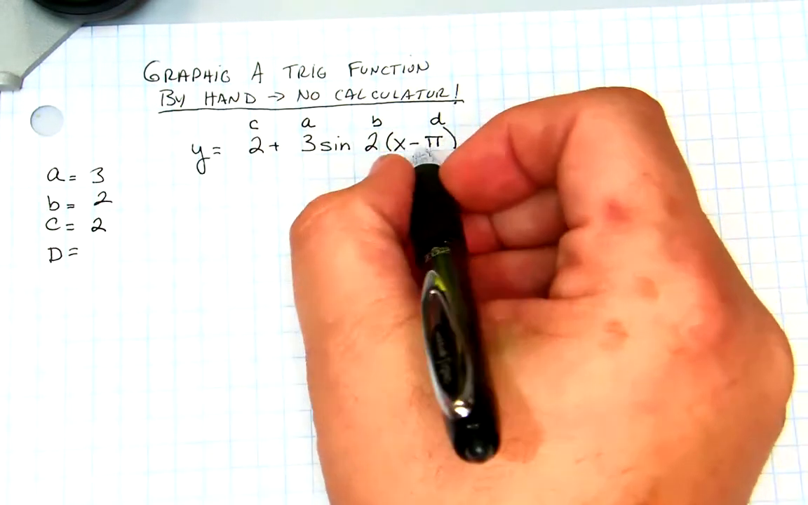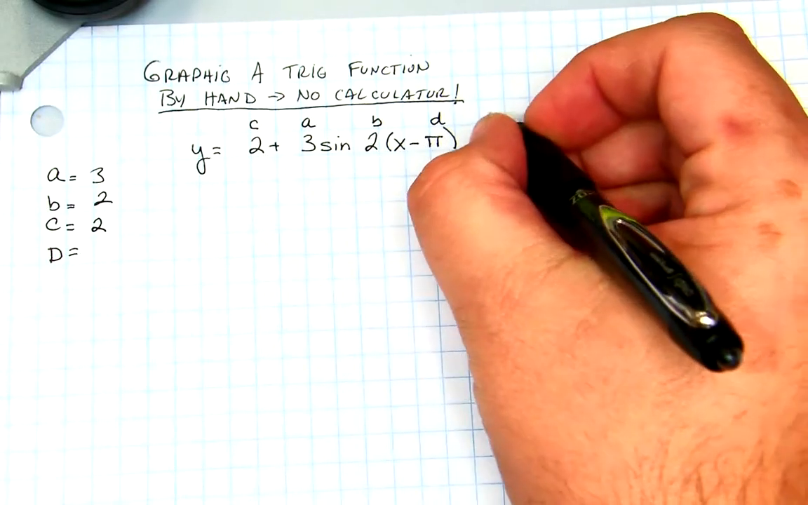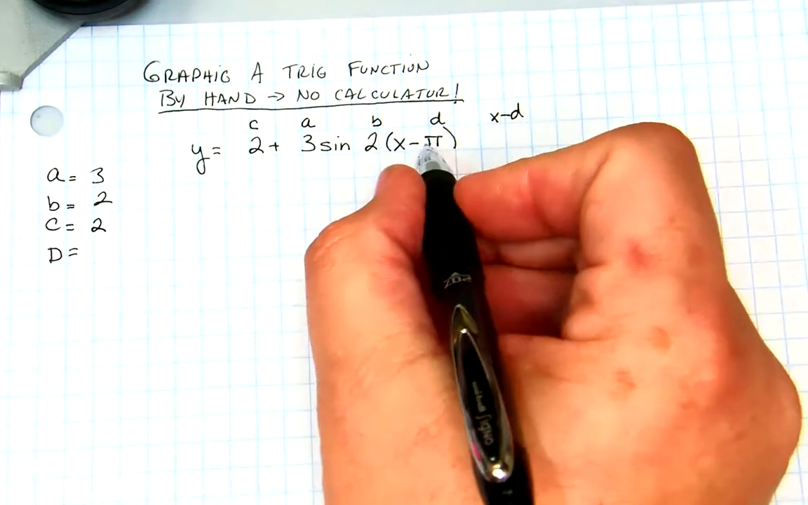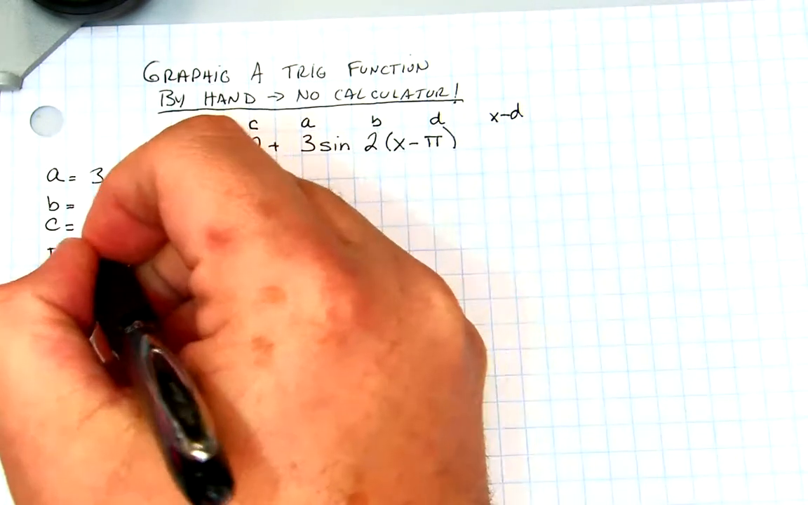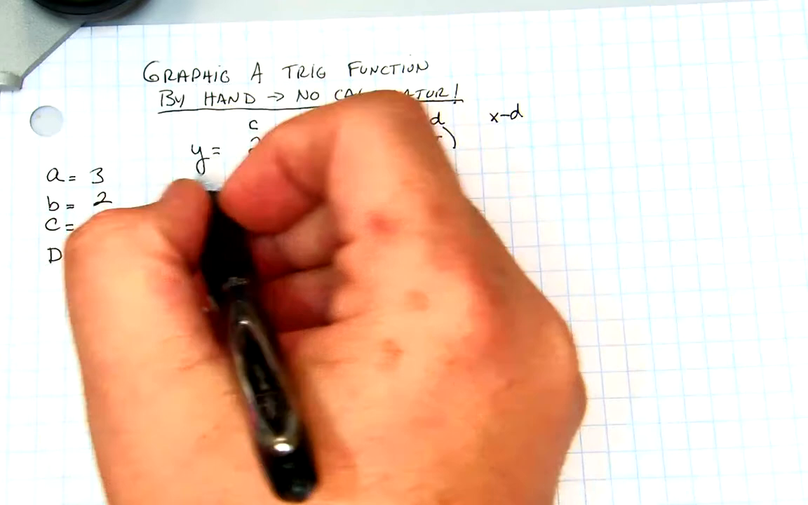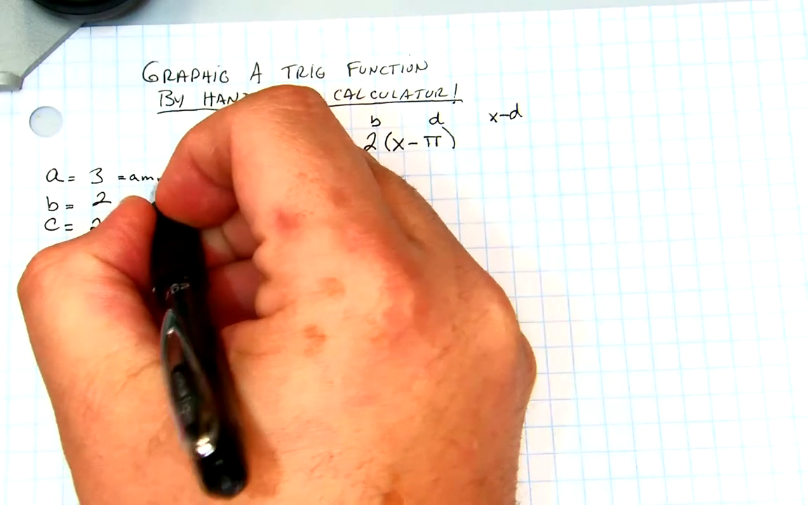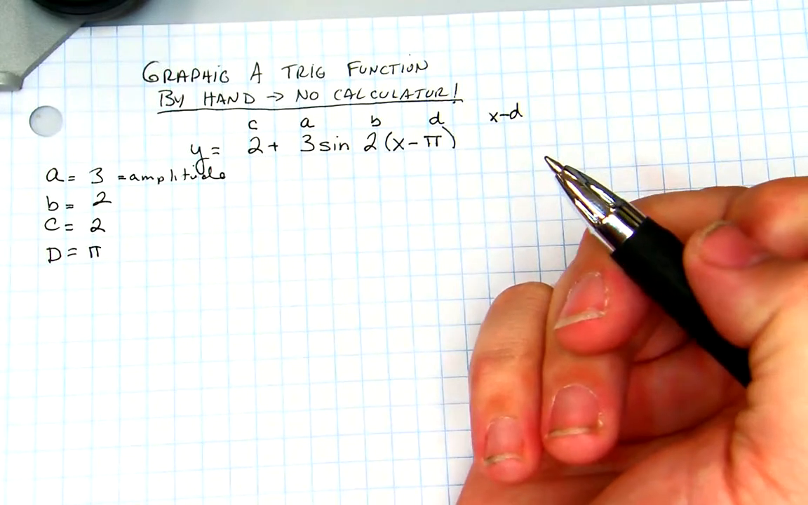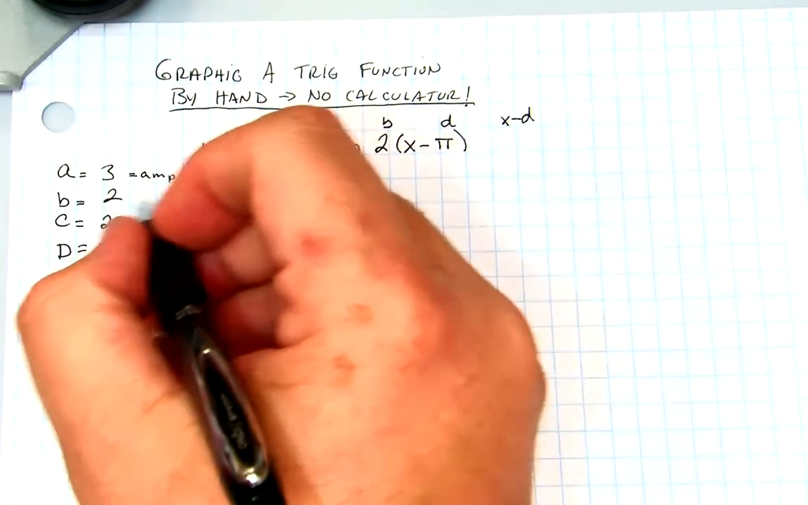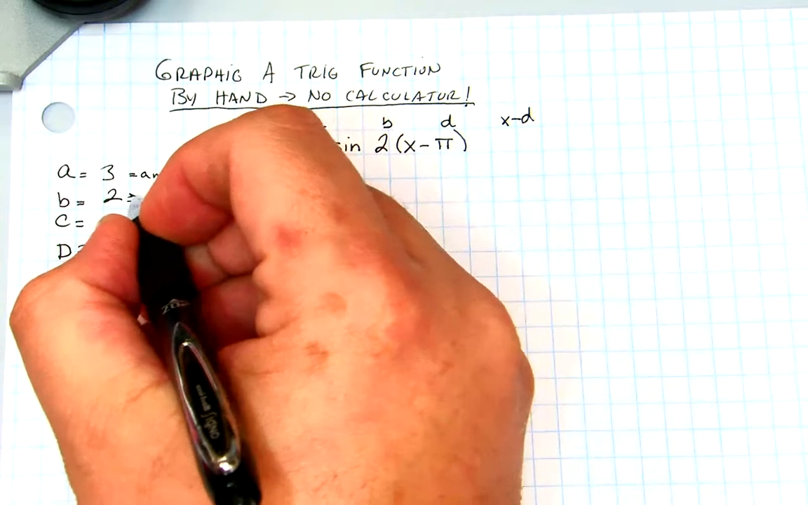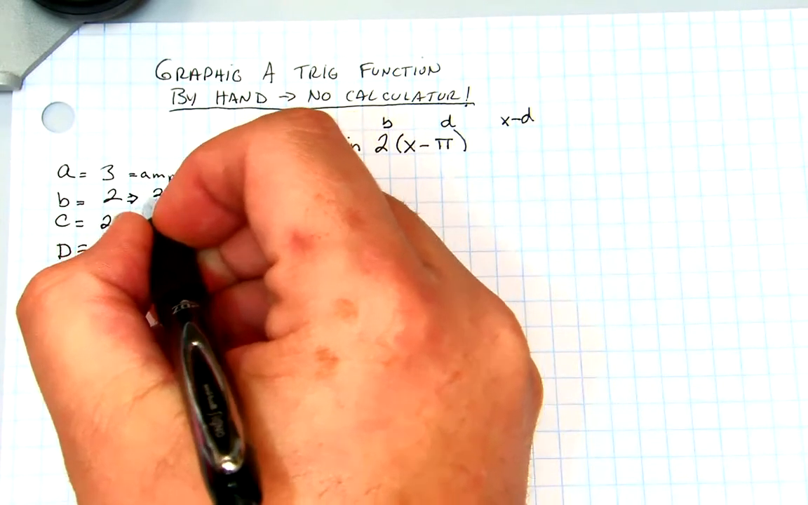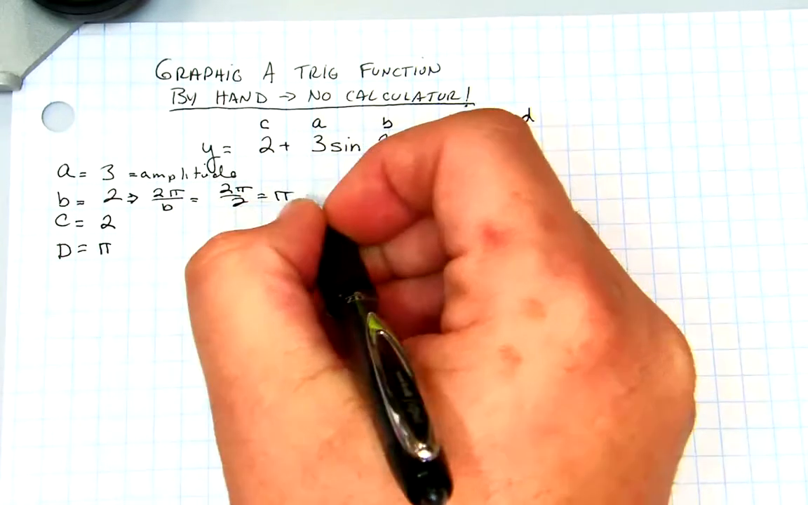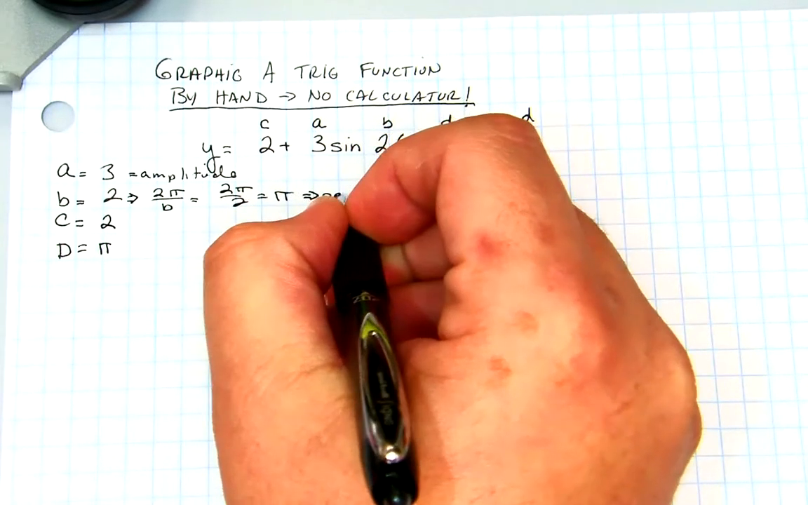and D is, remember this argument right here is x minus D. So we take a look at the opposite of what this is, and this is pi. Now, A is equal to the amplitude, so that's going to affect my minimum and maximum values, and I'll show you an easy way to do that. B, I can take this and plug it into 2 pi over B, which would be 2 pi over 2, which would be pi, and this is the period.